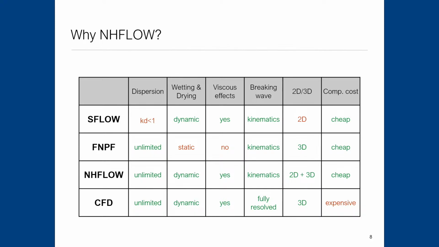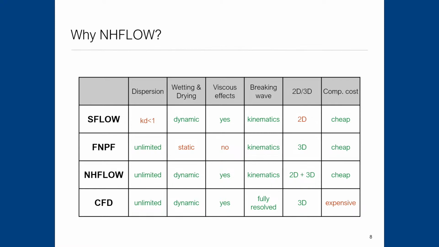All the way down, we have the high-resolution model. It's a three-dimensional model. It's computationally very expensive, so that's the drawback with this model, but it can capture all the physics. But to use it for coastal modeling, it's just too expensive.